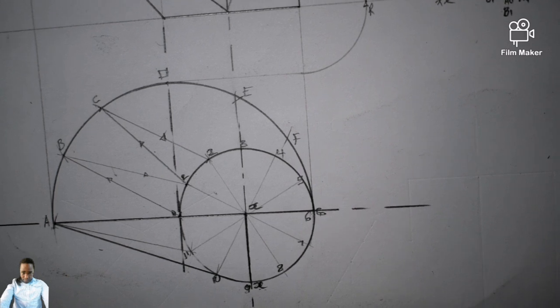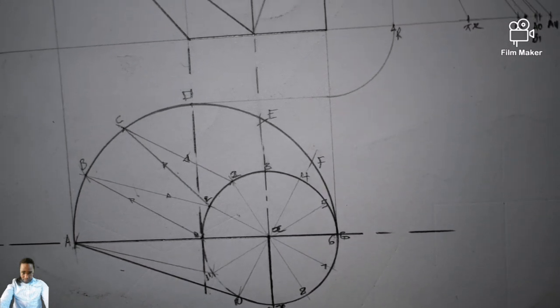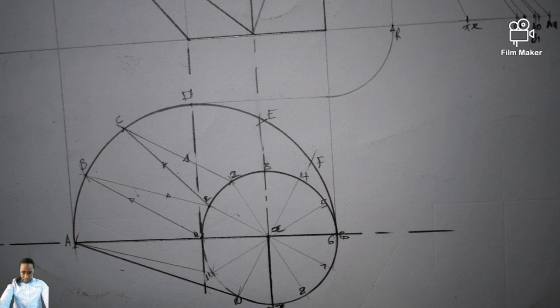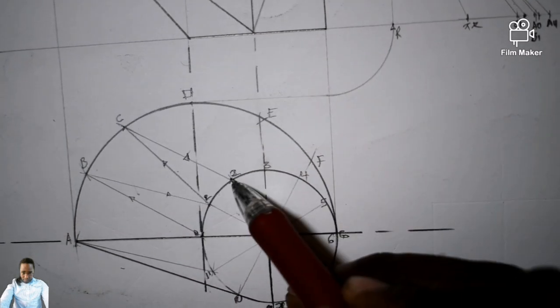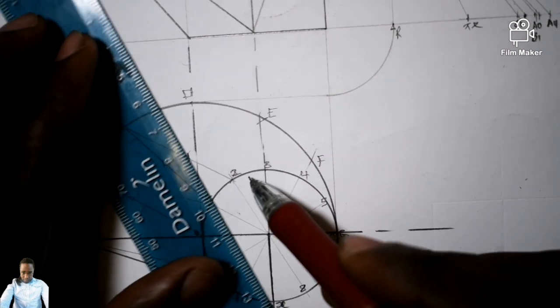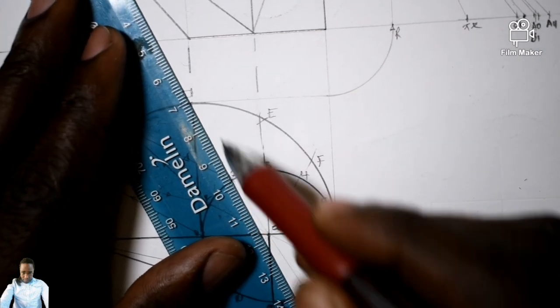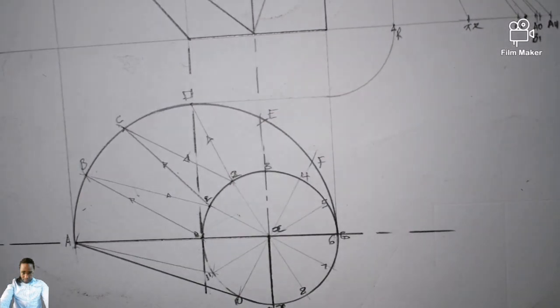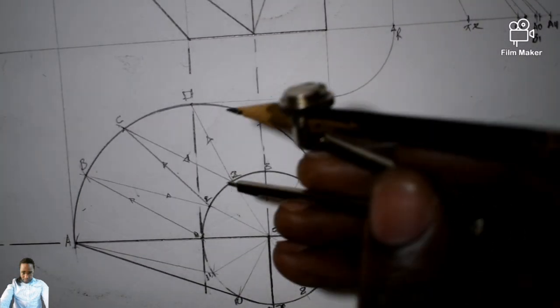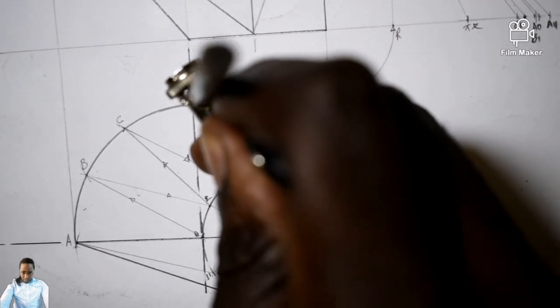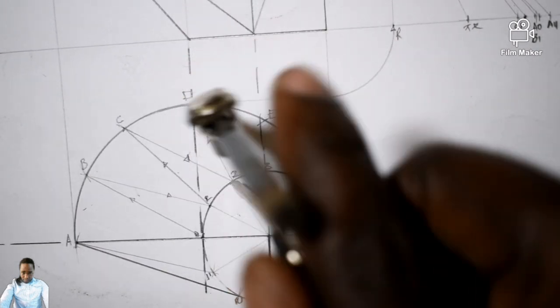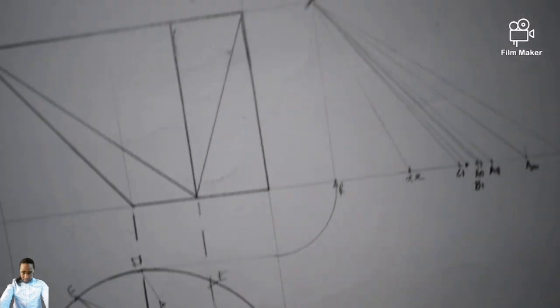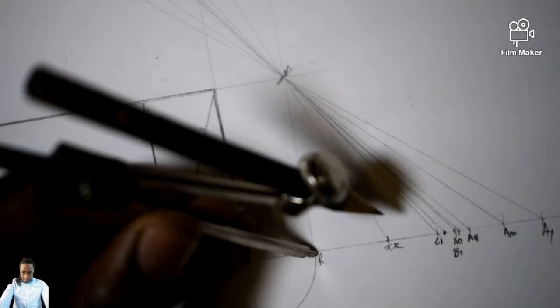Top view, and then we are looking for C2D, which is 2D, which is this one, right? So place it at 2, to the point that I'm looking for, which is point D, and then convert it to your true length.